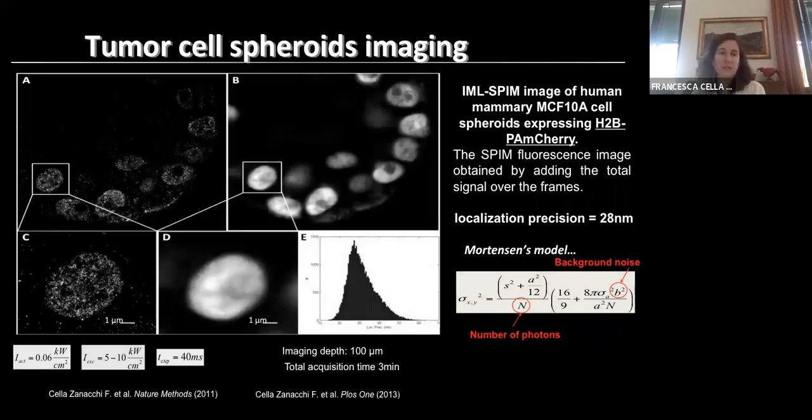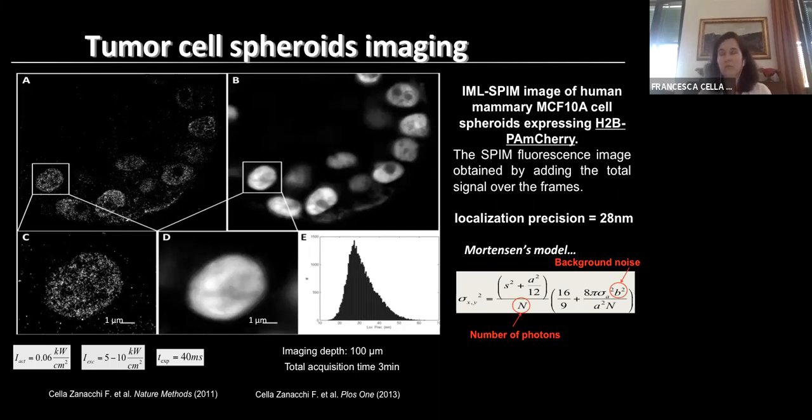Here you can see the final image. So you can see how we can improve, because we have a super resolution image of the cell spheroid within the light sheet architecture compared to the conventional selective plane illumination. Here you can see we have roughly, I would say, 28 nanometer of localization precision.